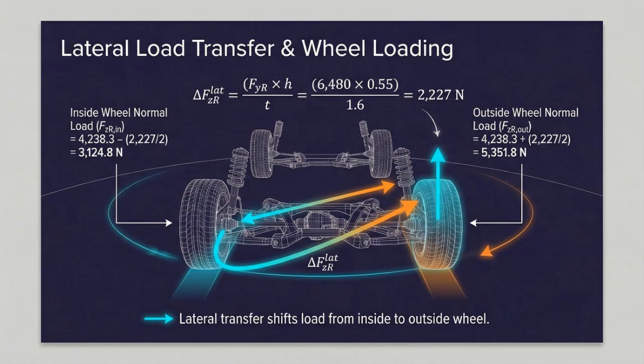Lateral load transfer describes how weight shifts during a turn. The rear lateral load transfer is calculated as delta Fz, rear lateral, equals Fy, rear times h divided by t, which gives 2,227 newtons. This load shift increases the normal load on the outside rear wheel to 5,351.8 newtons and reduces the load on the inside rear wheel to 3,124.8 newtons. This shows how cornering transfers load from the inside wheel to the outside wheel.